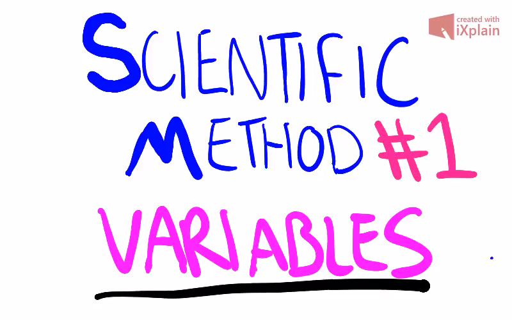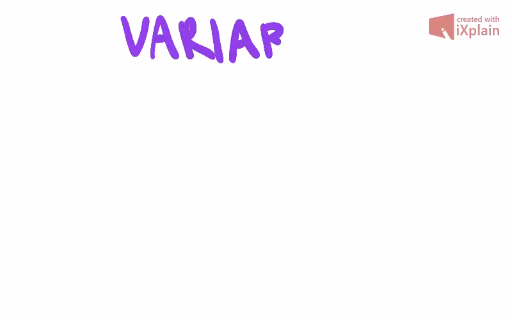So basically, to start off, let me clear this page. What is a variable? That's the first question we have to ask. So a variable is basically any factor that may change during an experiment. So I'll write that down just in case you want to stop it and stuff.